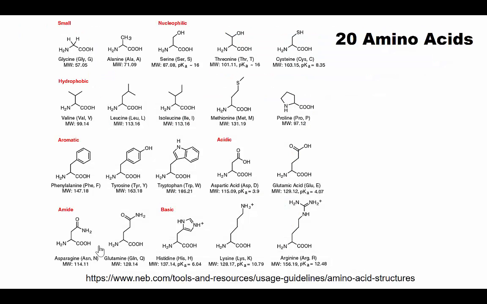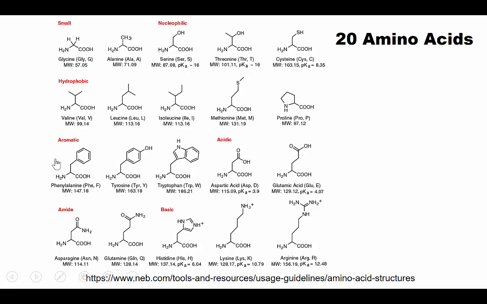Here is another summary of our 20 amino acid structures. Now let's look at it again. Glycine and alanine are considered small amino acids, with glycine having 1 proton and alanine having a methyl group. Among the nucleophilic amino acids, we have the hydroxyl group containing serine and threonine, and cysteine has the thiol group. And also we have hydrophobic amino acids like valine, leucine, isoleucine, methionine, and proline.